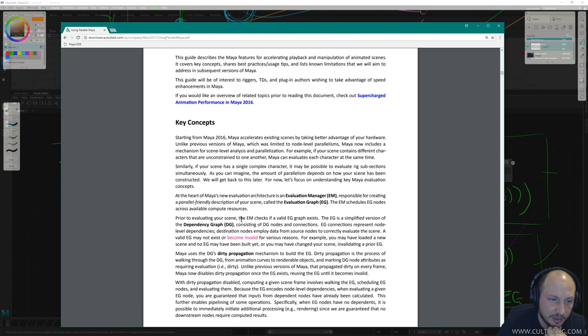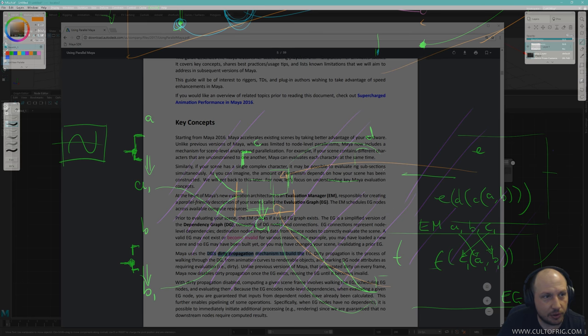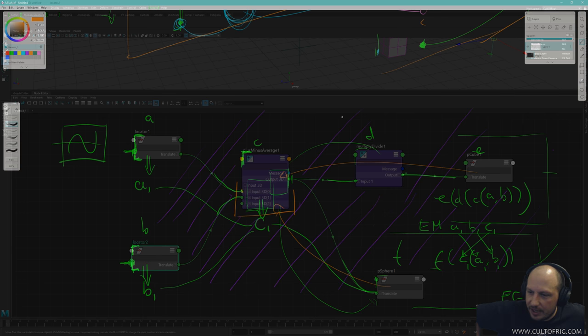Prior to evaluating your scene, the EM checks if a valid EG exists. The EG is a simplified version of the dependency graph. Maya uses the dirty propagation mechanism to build the EG. So yes, it uses the DG's dirty propagation to build the EG. Okay, let's confirm. I did not blow smoke. Go me.